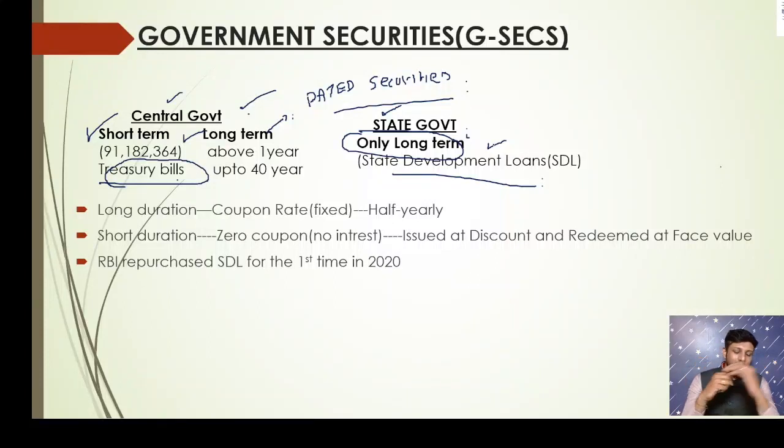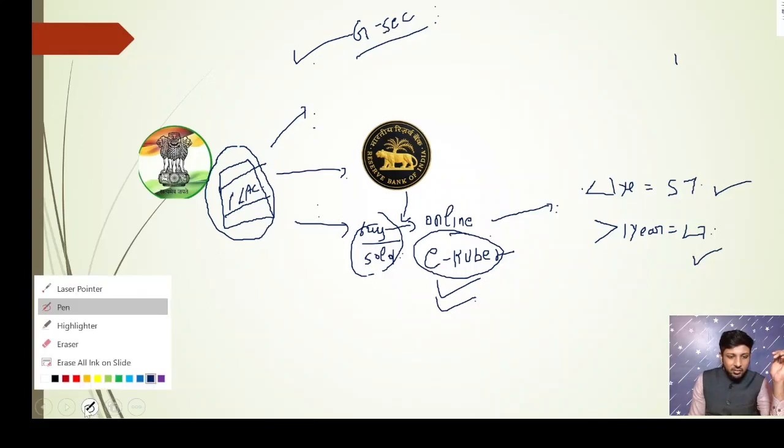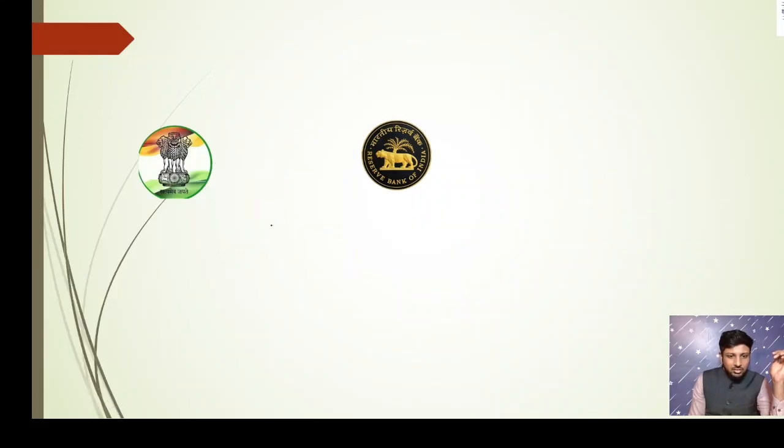Now we saw the nomenclature difference, or name difference, between the short term and long term. Now we will see the technical difference between the short term and long term. First we will see the short term. Short term is nothing but your treasury bills. The short form is T-bills.